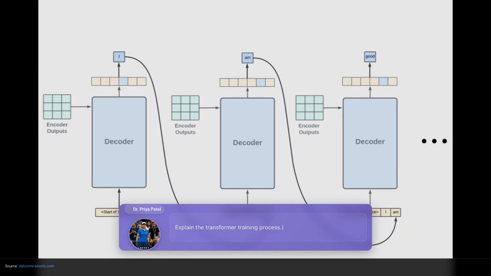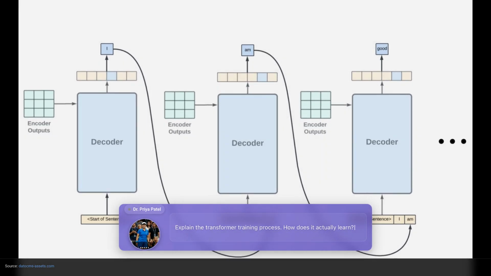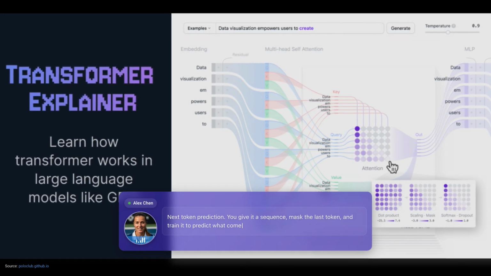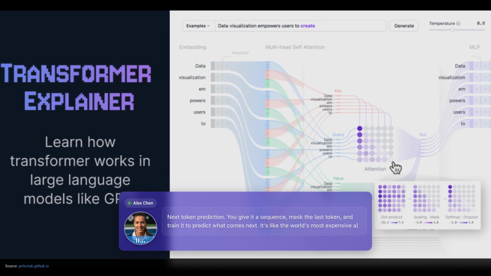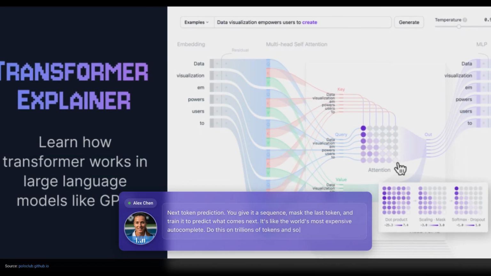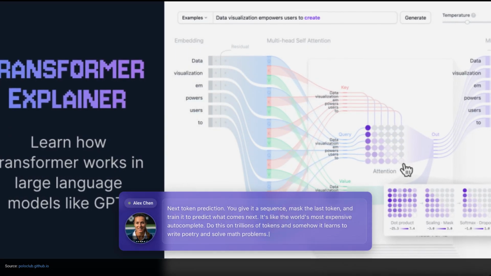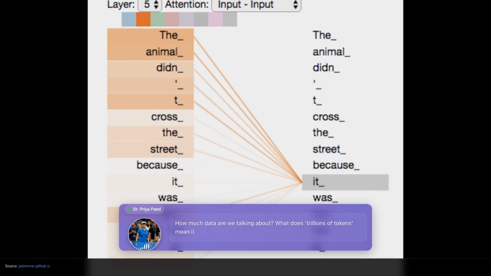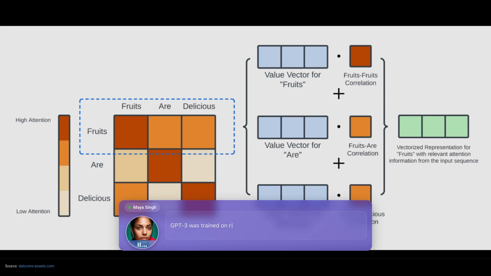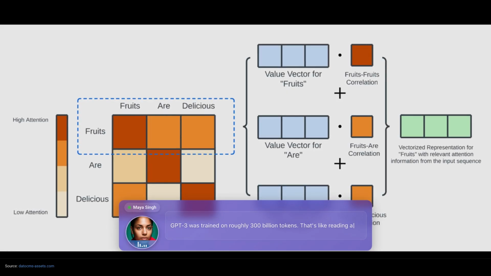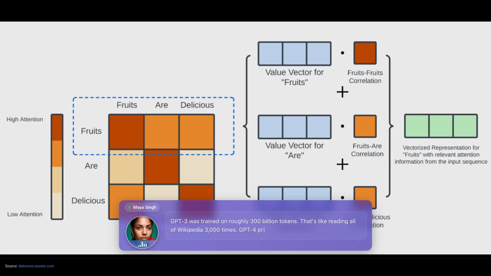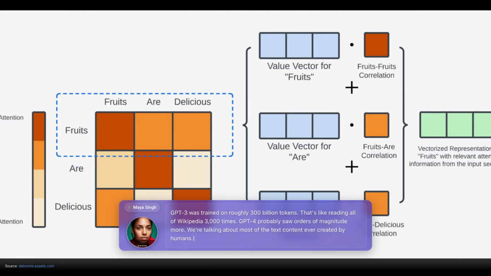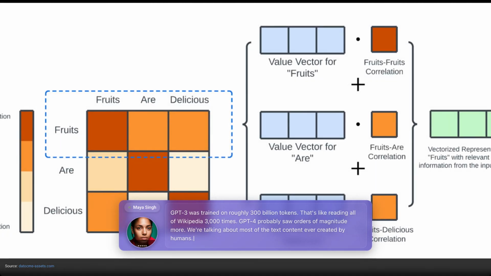Explain the transformer training process. How does it actually learn? Next token prediction. You give it a sequence, mask the last token, and train it to predict what comes next. It's like the world's most expensive autocomplete. Do this on trillions of tokens, and somehow it learns to write poetry and solve math problems. How much data are we talking about? What does trillions of tokens mean in practice? GPT-3 was trained on roughly 300 billion tokens. That's like reading all of Wikipedia 3,000 times. GPT-4 probably saw orders of magnitude more. We're talking about most of the text content ever created by humans.